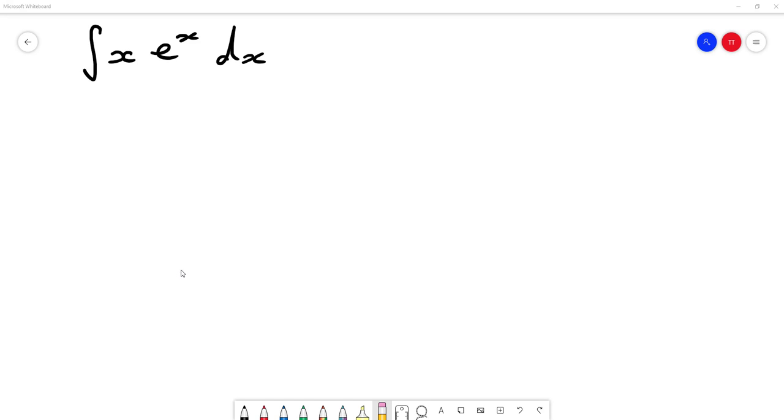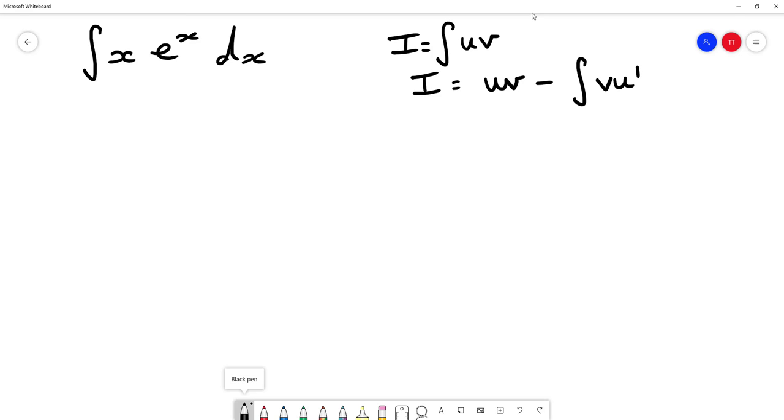In this video, we're going to look at integration by parts. Integration by parts is used whenever we have an integral of the form uv, where they're two different functions. We call this I. The formula is always going to be uv minus the integral of vu dash. That's the integration by parts formula we're going to use.